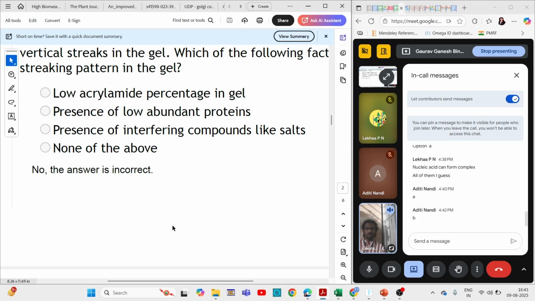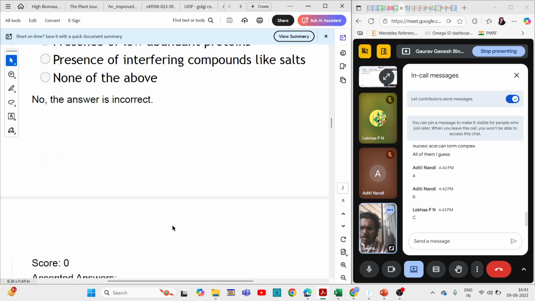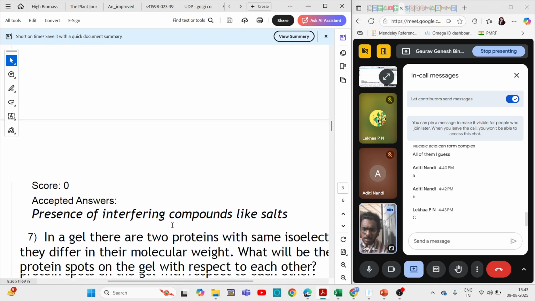Which one should be the answer? C. Yes. Presence of interfering salts.